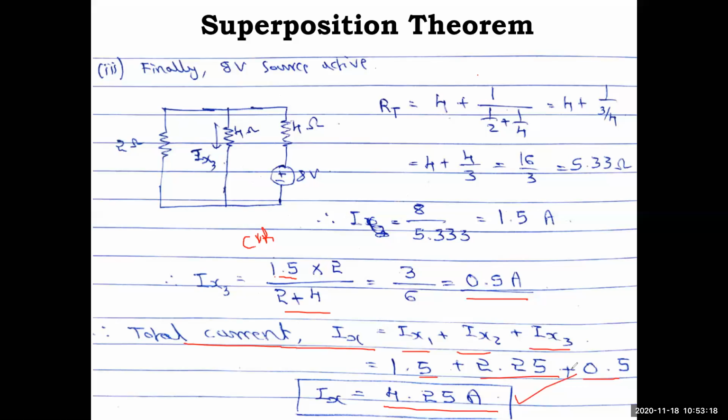There are plenty of problems in the notebook. Various methods are there, but the theorem concept will not change. You have to first identify how many independent sources there are, voltage or current sources. Accordingly you should take that many steps, and you have to note down the voltage or current whatever they have asked, and finally add up those individual currents to get the total current or voltage. That is the concept of superposition.